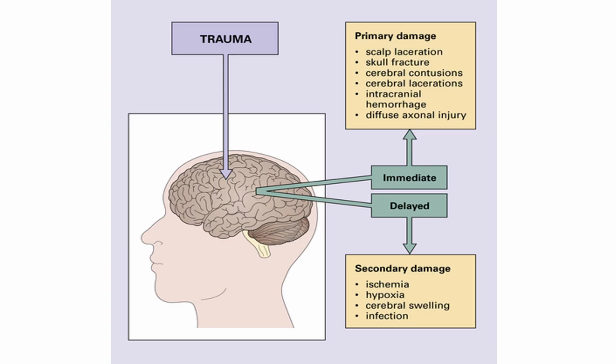This is an overview of the content that's going to be included in this video. You're going to learn about the immediate primary brain injuries that are caused by trauma and the secondary damage that may occur over minutes, days, and weeks after the primary injury.